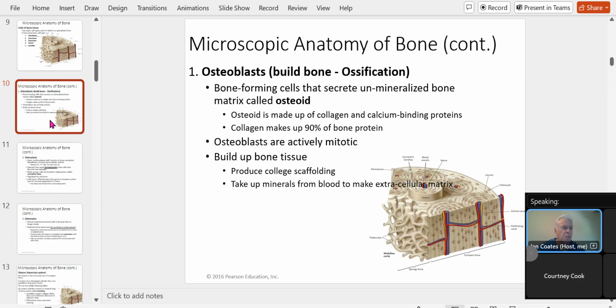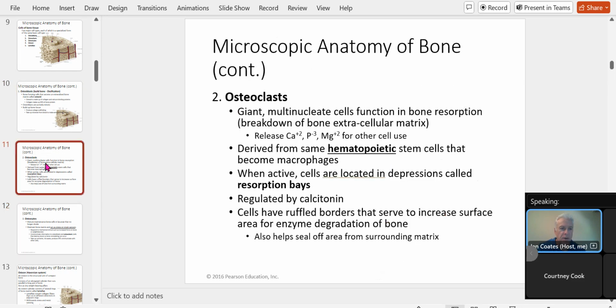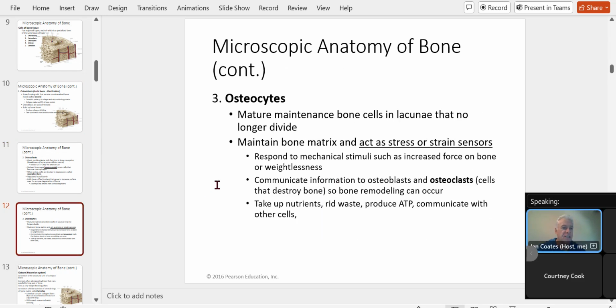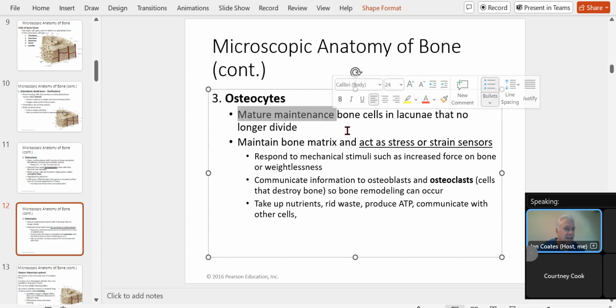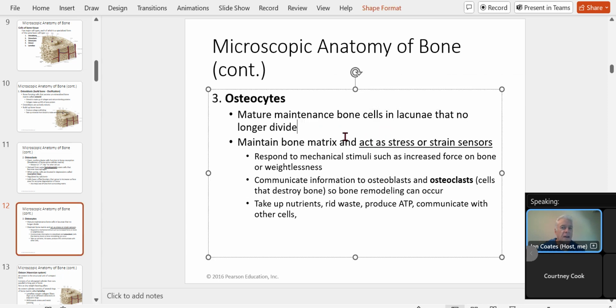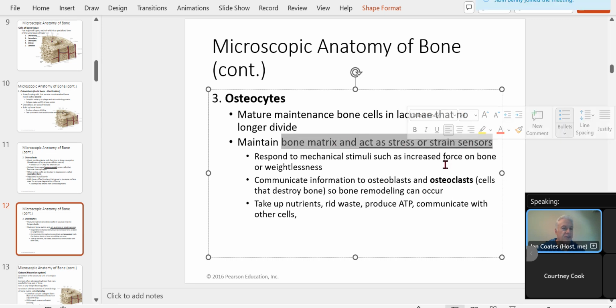So you've got osteoblasts that build bone, osteoclasts that degrade bone, osteocytes. They're the guys wearing the white hat. They're controlling the blasts and the clasts. These here are kind of the mature maintenance cells in the lacuna that no longer divide. And these guys, they're the managers of the blasts and the clasts. Maintain bone matrix and act as a stress or strain sensor.